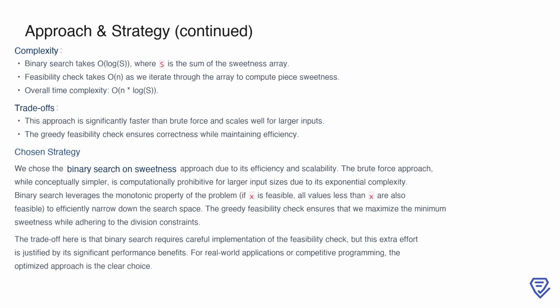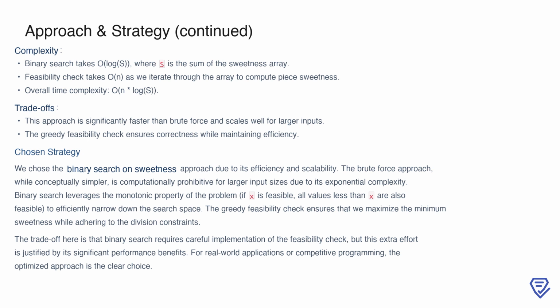The binary search approach is not only efficient but also scales well with larger inputs. Binary search itself takes O(log s), where s is the sum of the sweetness array. The feasibility check, which involves iterating through the array to compute the sweetness of each piece, takes O(n). Combining these two, the overall time complexity of the approach is O(n * log s). This is a dramatic improvement over the exponential complexity of the brute force method.